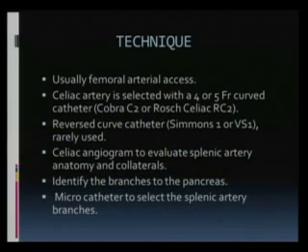You can do an angiogram to see the anatomy of the celiac artery. Then you identify the branches to the pancreas, because you want to avoid those branches. And then nowadays we actually use a microcatheter to go selectively into different branches of the splenic artery to embolize.